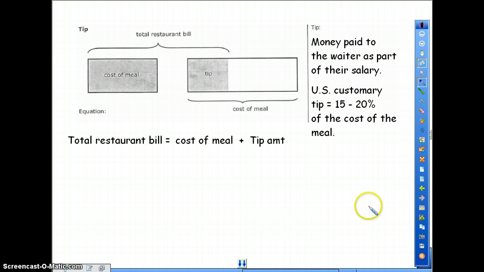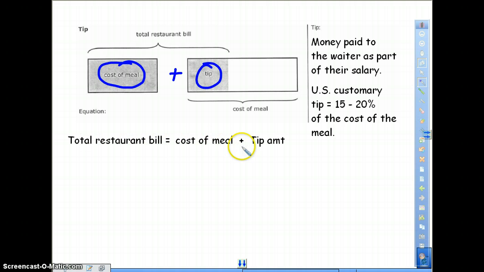Tip. Okay, here's the cost of my meal. Tip is a part of the cost of the meal. It's a percentage of the cost of your meal. So your total restaurant bill is the cost of the meal plus your tip. So total restaurant bill equals the cost of the meal plus the tip amount.